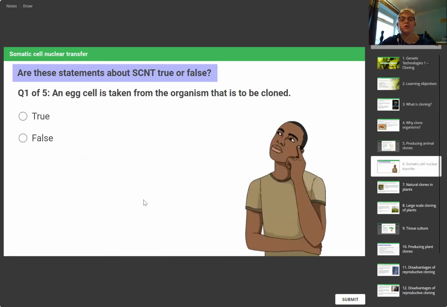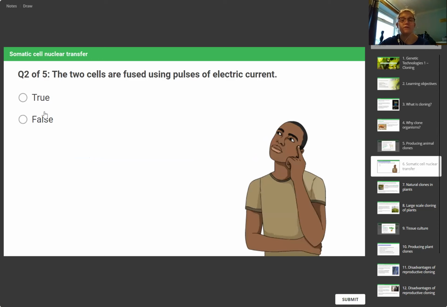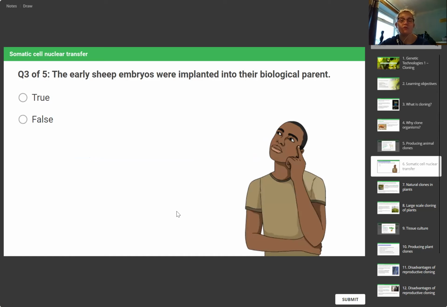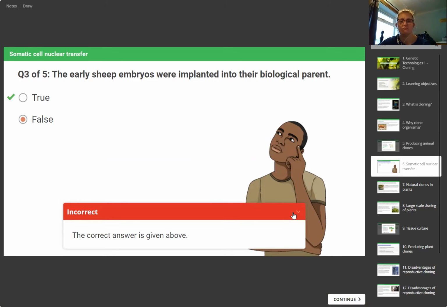So, somatic cell nuclear transfer, true or false? An egg cell is taken from the organism that is to be cloned. That is false. We don't take the egg cell from the organism that is to be cloned. The two cells are fused using a pulse of electric current. That is true. The early sheep embryos were implanted into their biological parent. That is false. Nope, that is not true.